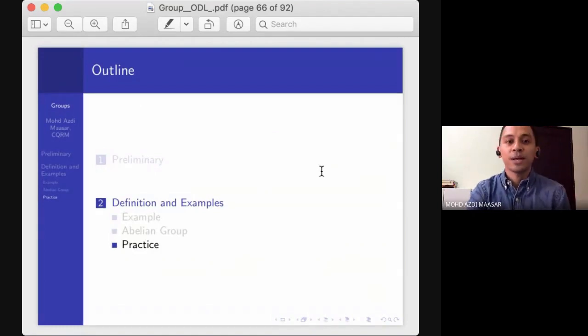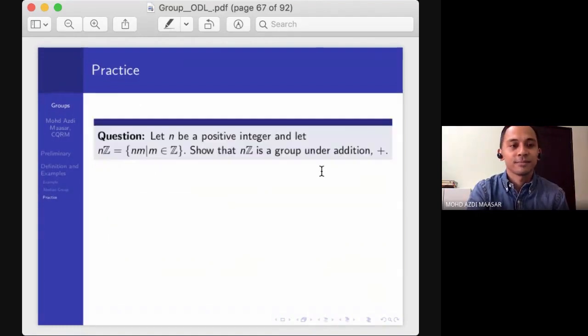Now, let us do a practice. This is a question. Let n be a positive integer and let nℤ equal the set of n multiplied by m, such that m is in the integer set. Okay, so it means that you have a positive integer n and multiply with m, any integer. Show that nℤ is a group under addition, the usual addition.